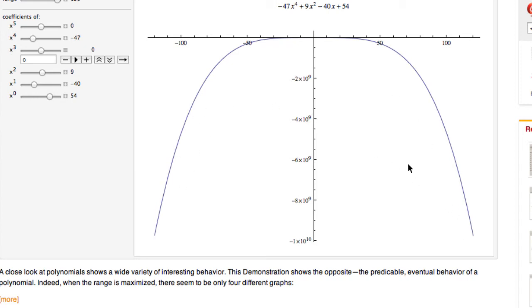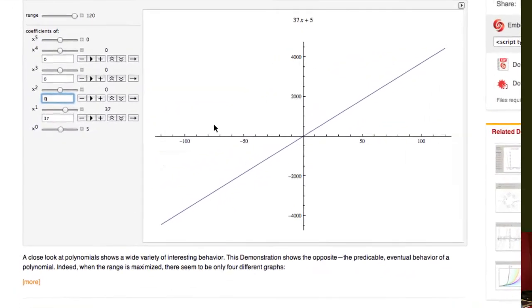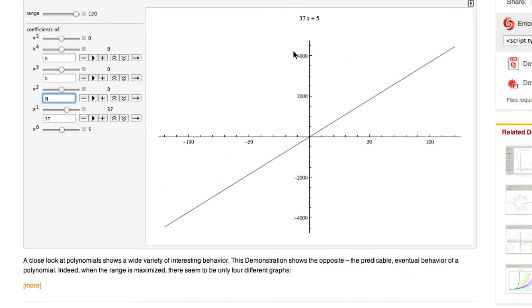So keep that in mind, and we'll summarize it when we get finished here. Well, let's look at a leading term where the power is odd. So we're going to change, now we're going odd. This is a first degree, it's linear, and I want you to notice what happens as I change the constant. And again, we're only looking at the end behavior.